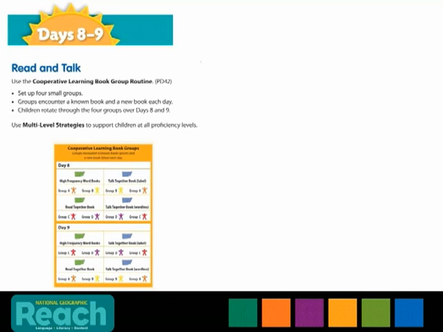On days 8 and 9, you will be using the Cooperative Learning Book Group routine. Begin by grouping your students into 4 small groups. Each group will work with a known book and a new book each day, and all students will rotate through the 4 groups over days 8 and 9.